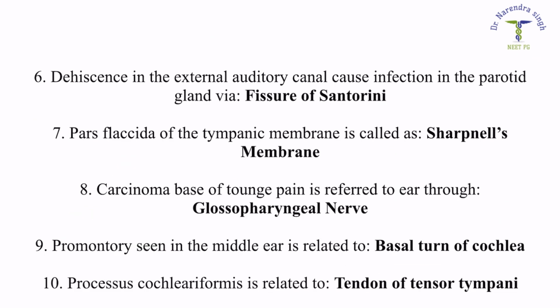Moving on to question number 6. Question number 6 asks about dehiscence in the external auditory canal. We have to keep in mind this dehiscence in the external auditory canal can cause infection in the parotid gland. So what is the pathway through which the infection travels interchangeably either from parotid to external auditory canal or external auditory canal to parotid? That communication is called the fissure of Santorini. Fissure of Santorini are the deficiencies in the anterior-inferior part.